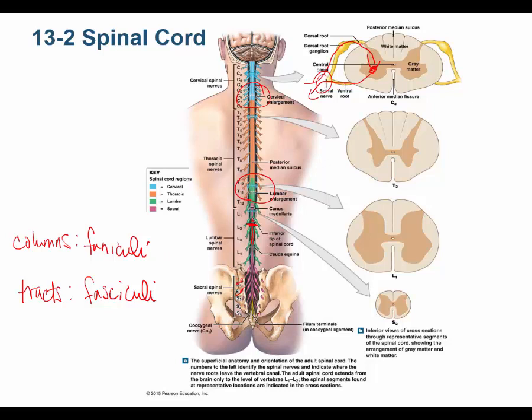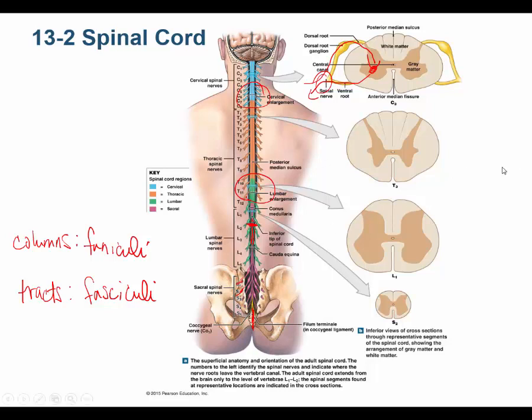A couple more things. Right here at the bottom of my coccygeal nerves, I have this thing called the filum terminale. And that filum terminale in this coccygeal ligament is really a continuation of one of the meningeal layers that surround my spinal cord. It's a continuation of the pia mater. And it does come down and hooks to the coccygeal region of your skeletal system. It hooks to the coccyx. So the filum terminale is a continuation of your pia mater. All right, that's about it for the spinal cord.